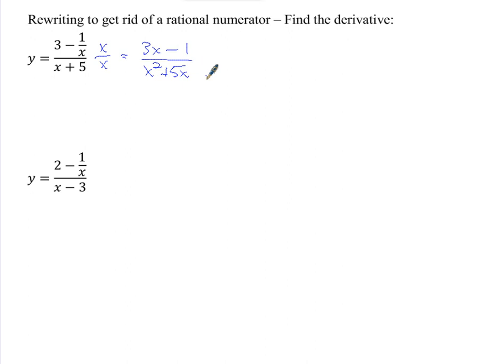You do want to distribute there, otherwise you're going to wind up with a product rule situation on top of a quotient rule situation. Which we are going to have, by the way. We'll get to that. For now, we just need to learn the product rule and the quotient rule separately.